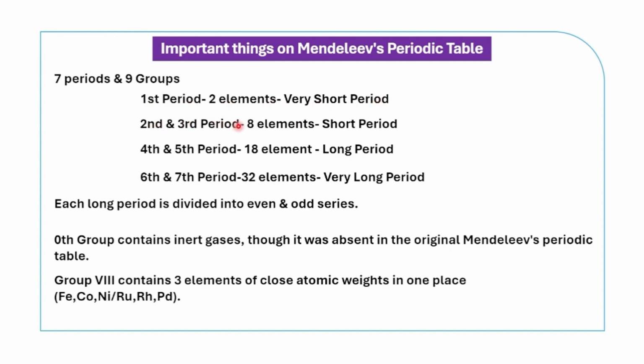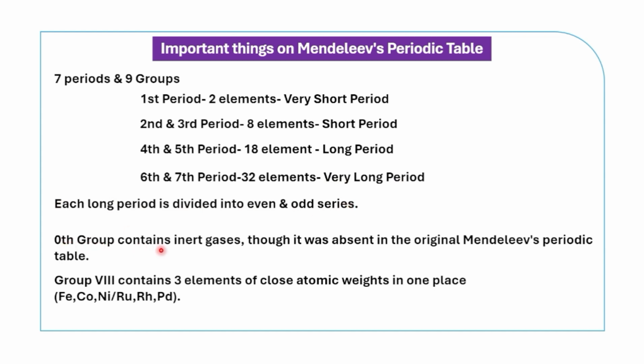In the second and third period, 8 elements were there in each, and these were called short period. In fourth and fifth period, 18 elements were kept, and those were called long period. And in sixth and seventh period, 32 elements were kept in each period. So these are called very long period. Now each long period is divided into even and odd series.